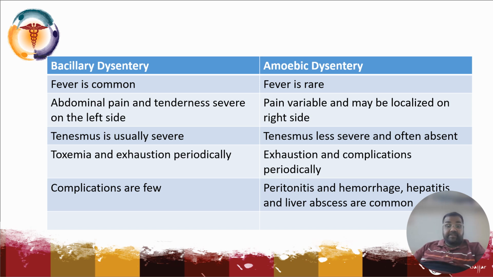And the last difference: in bacillary dysentery, complications are few, but in amoebic dysentery there is a risk of developing peritonitis, hemorrhage, hepatitis, and liver abscess. These are the most common complications of amoebic dysentery. So I hope you can easily understand the differential diagnosis of dysentery. Right? Now let's see the investigations and how we can diagnose bacillary dysentery.